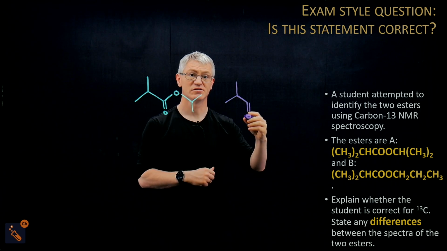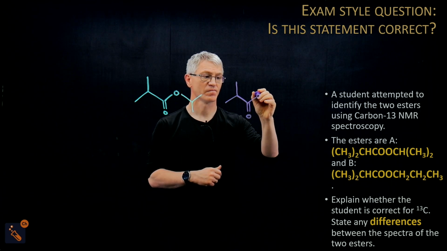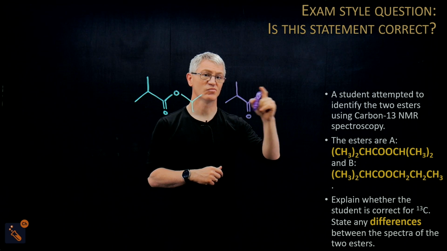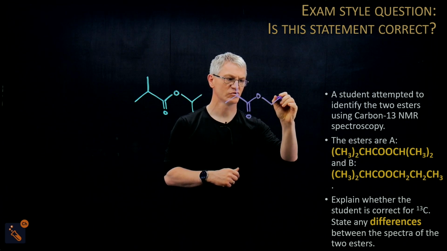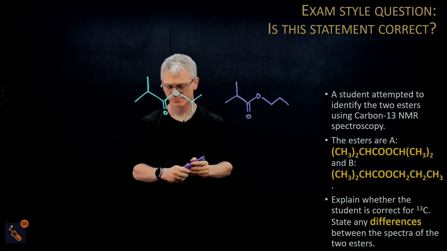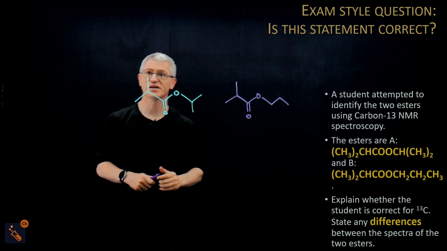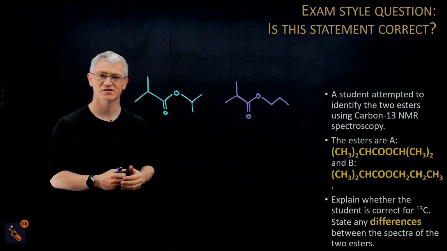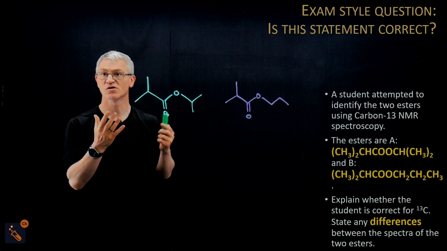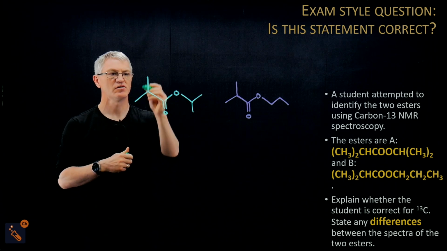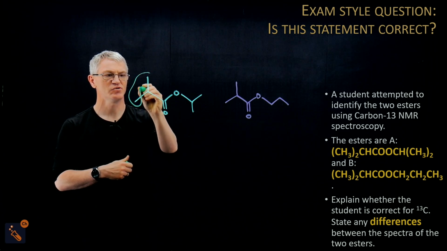You should practice doing these yourself. Then we go like that, and we've got a propyl group coming off like this, that's 1, 2, 3. So we have got the two esters. Let's start counting the actual environments. I always think this is the same environment.